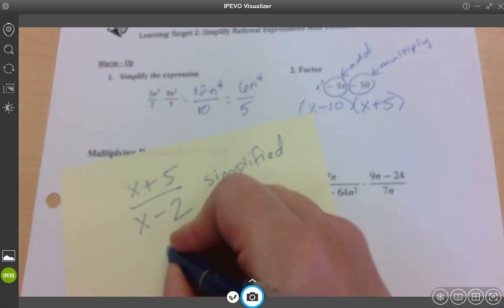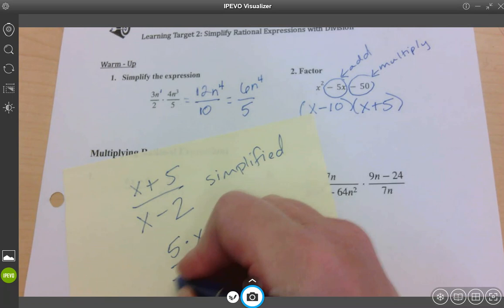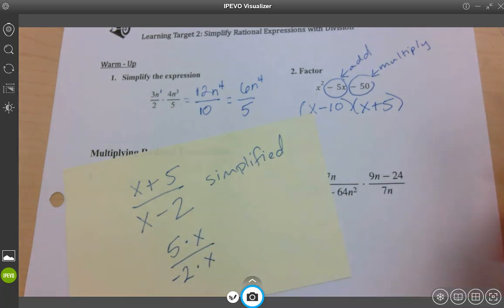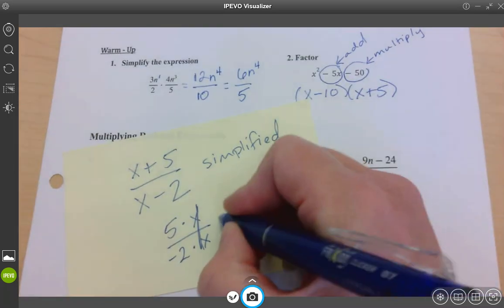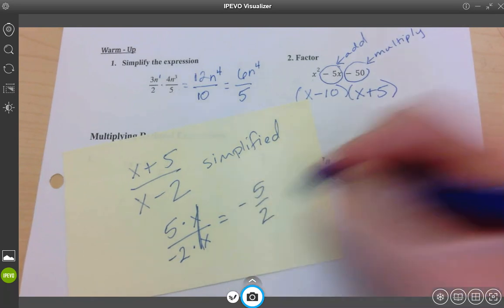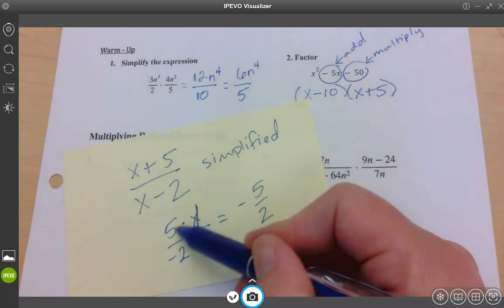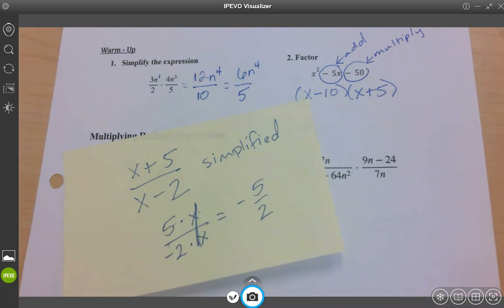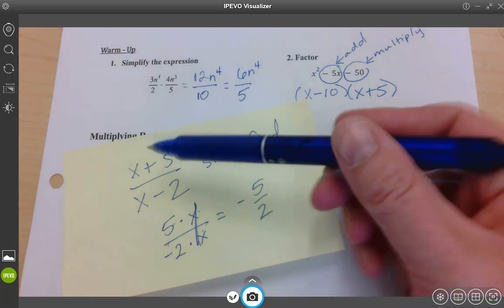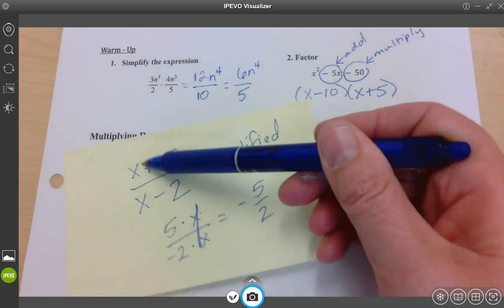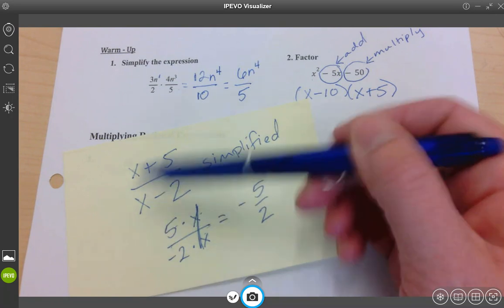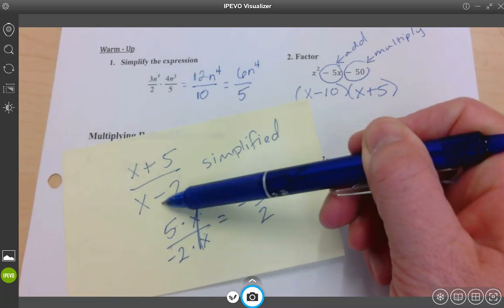But if I had 5 times x and -2 times x, then my x's could cancel out and I would get -5/2. Because this is multiplication and division, those are inverses of each other, so they can undo each other. Okay? We'll be using that idea later on, but it's a really important thing to remember when we're simplifying rational expressions because people are always trying to cancel things out like these x's, and it's not going to work for you if there's a plus or a minus here.